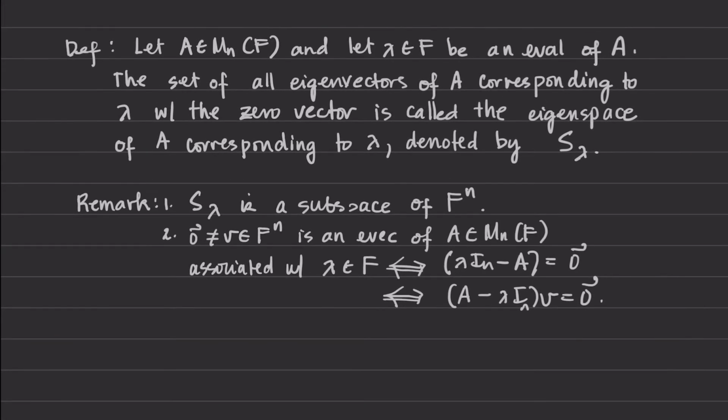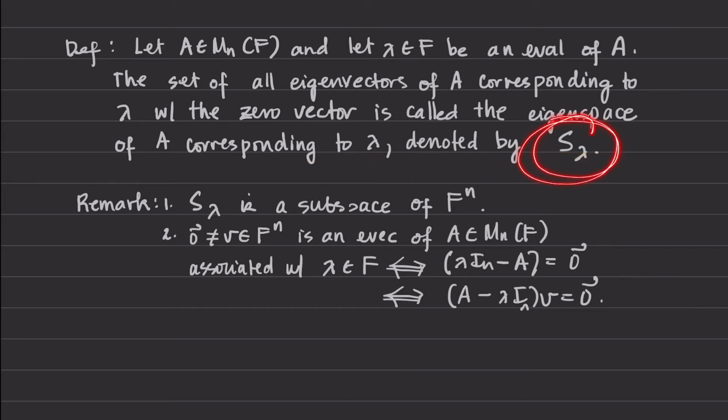So, kunwari meron ka ulit n by n matrix A and you have an eigenvalue lambda of A. So, i-define na natin ngayon kung anong ibig sabihin ng eigenspace. The set of all eigenvectors of A corresponding to lambda, iipunin mo yon with the zero vector kasi ang mga eigenvectors non-zero sila. Remember? So, ang tawag doon, yung collection ng eigenvectors of A corresponding to lambda together with the zero vector, is the eigenspace of A corresponding to lambda, denoted by S lambda.